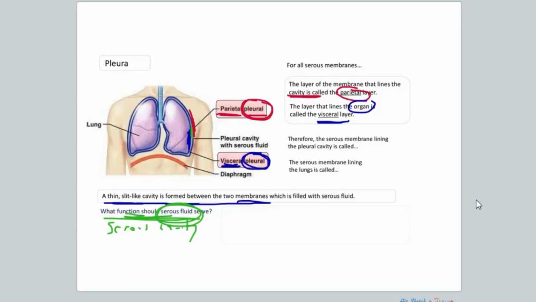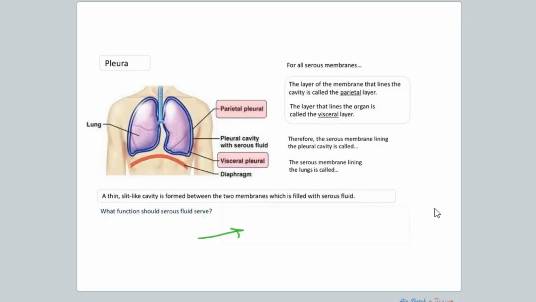Now, what functions do you think that serous fluid is there for? I realize I don't have this opened up here, but you guys can guess. One is lubrication. Those lungs inflate and deflate, so there's a lot of friction in there, and so lubrication is going to be the main purpose of that serous fluid.